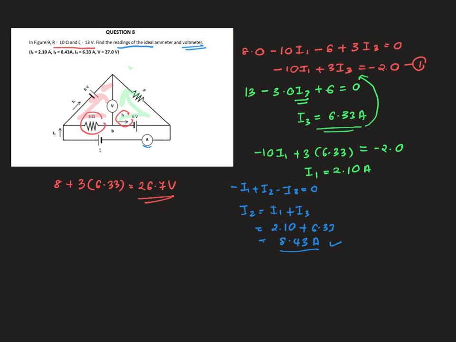Okay, so the green one here, the 6 volt is going to be positive, so 6. And the current flow is I1 here, which means that it's in the opposite direction with my assumption loop. Therefore, I'm going to get positive. R is 10 multiplied with 2.10, the value of I1 here. So I'm going to get here 27.0 volt, which is approximately the same as the first one. Okay, so that's how you find the potential difference.